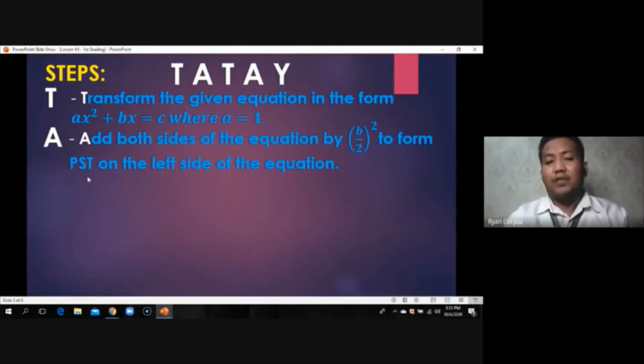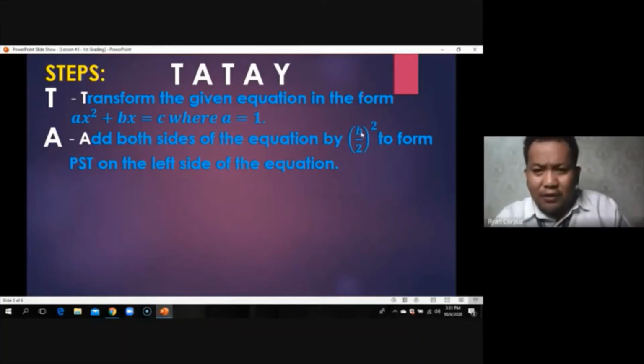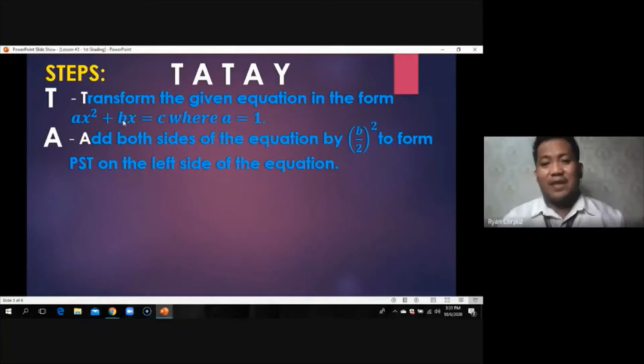Makaka-form dapat tayo ng perfect square trinomial on the left side of the given quadratic equation na naka-transform in this form of the equation. So magkakaroon siya ngayon ng bagong constant dito. That constant na i-add natin on this comes from the expression b over 2 quantity squared. So nasaan yung b na yon na sinasabi natin? That b is the numerical coefficient of the linear term in the given quadratic equation.